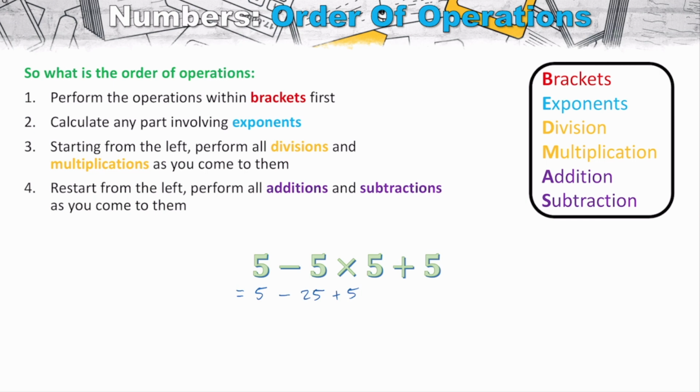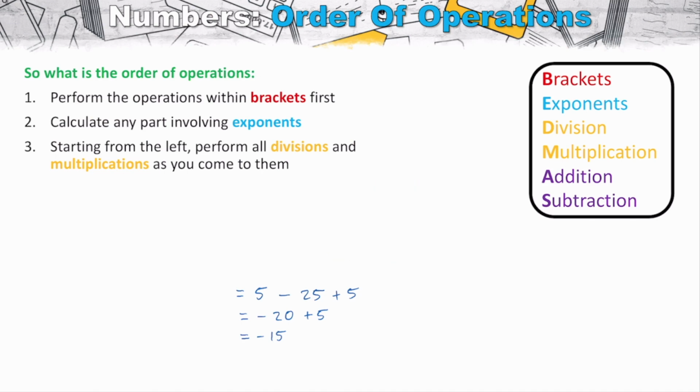Step 4. So we need to restart from the left and perform all additions and subtractions as we come to them. Okay. So 5 subtract 25. Well, that's negative 20. But we've still got our addition. Negative 20 add 5 is negative 15. And negative 15 is the correct solution to this problem.